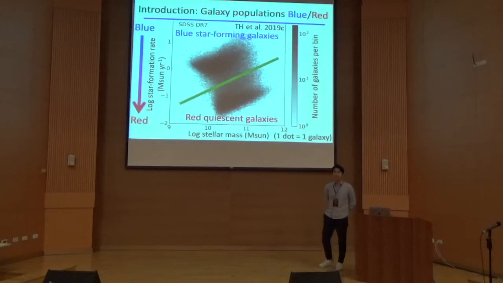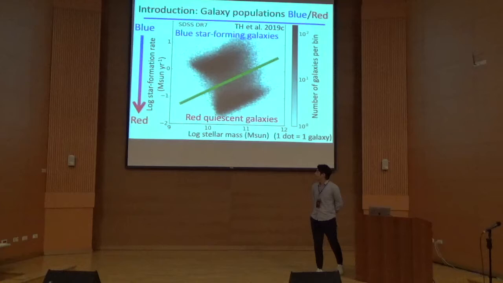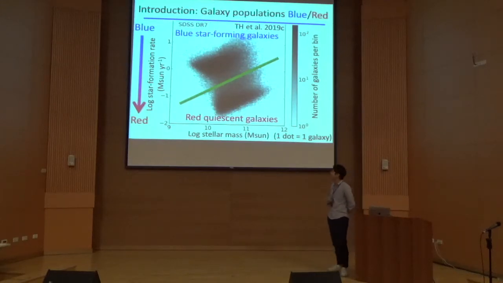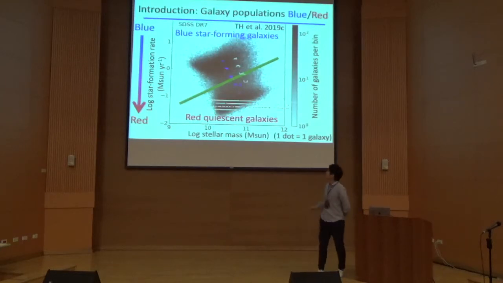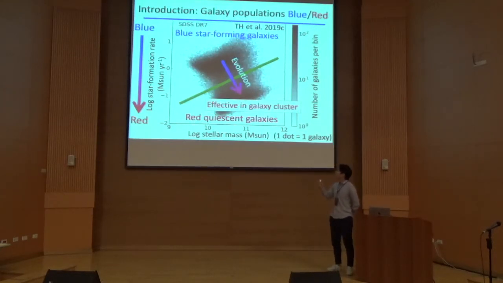Okay, so in the universe, there are 2 different types of galaxies. It's very simple: blue star-forming galaxies and red quiescent galaxies. This is star formation rate as a function of stellar mass of galaxies. One dot corresponds to one galaxy in this parameter space. As you can see, there is a clear bimodality in this figure: blue star-forming galaxies here and red quiescent galaxies. It is well known that these blue star-forming galaxies evolve into red quiescent galaxies by quenching star formation.